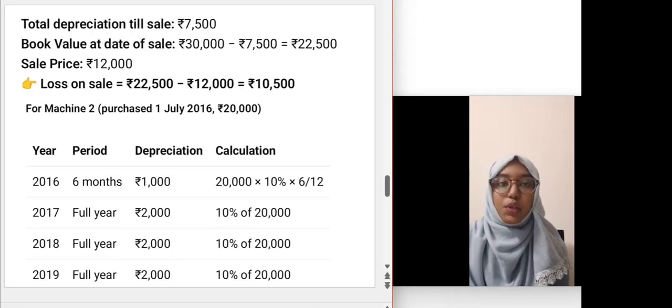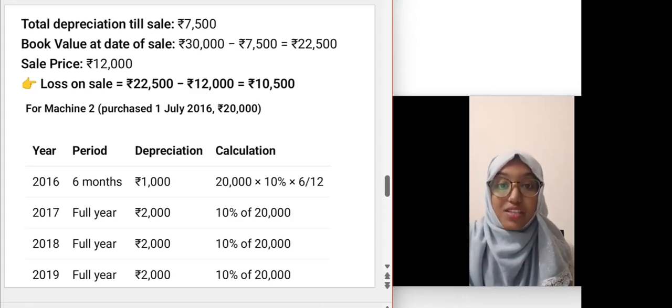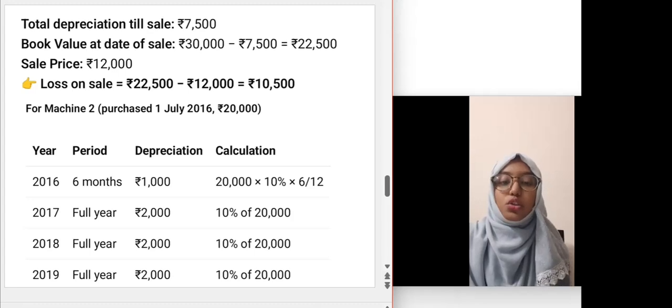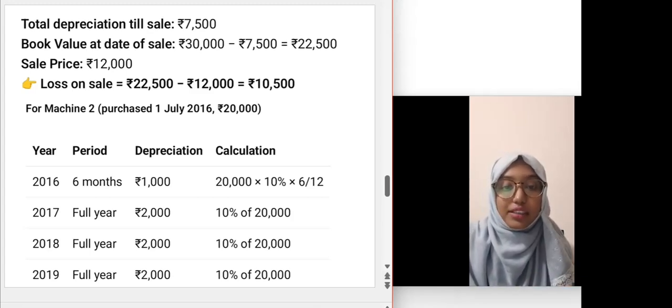So total depreciation will be first year 3,000, second year 3,000, and the third year 1,500, which is totally 7,500. And the asset value on the date of sale is rupees 22,500, and the asset was sold for rupees 12,000. So for an asset of 22,500 value, it was only sold for 12,000, which means 10,500 is a loss on the sale of the asset. The company has incurred a loss of 10,500.